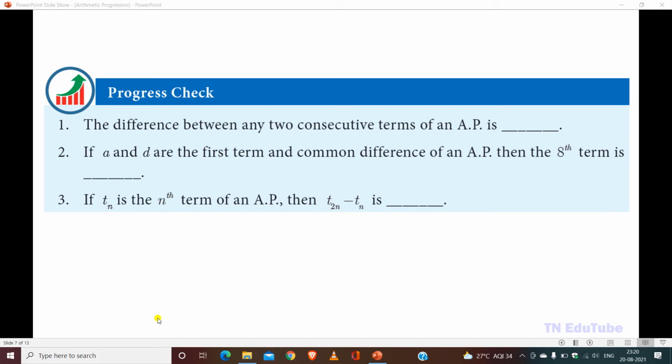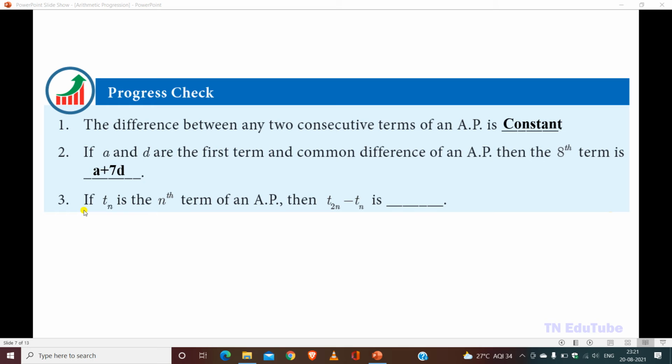Now one progress check will be there. We can fill in the blanks. The difference between any two consecutive terms of an AP is constant. If A and D are the first term and common difference of an AP, then what is the eighth term? Eighth term means A plus 7 into D, A plus 8 minus 1 into D. 8 minus 1 is 7.